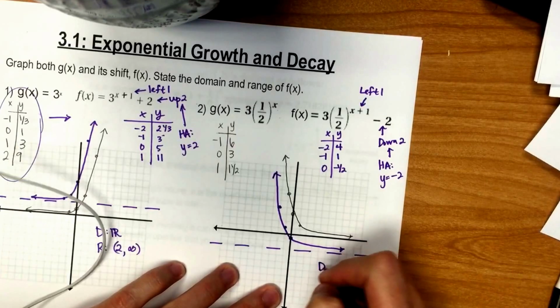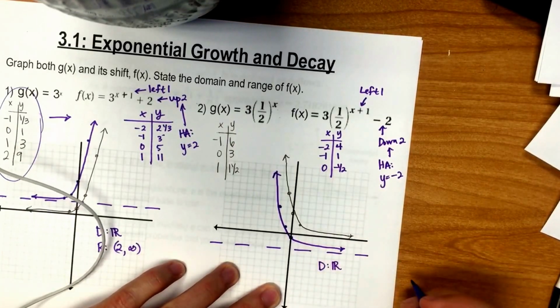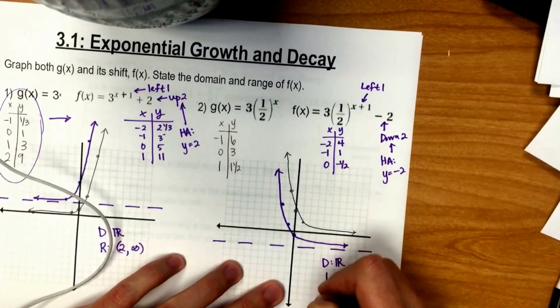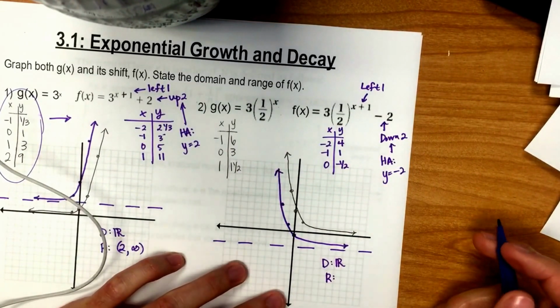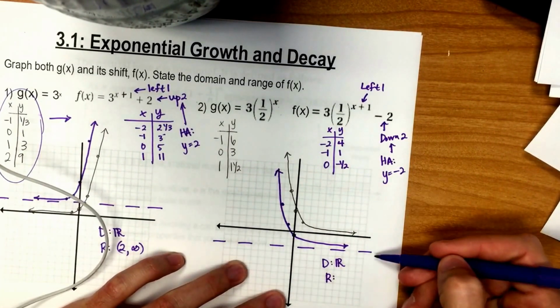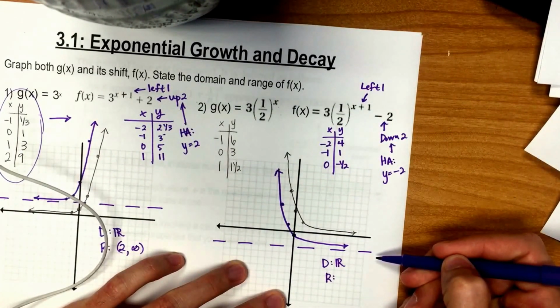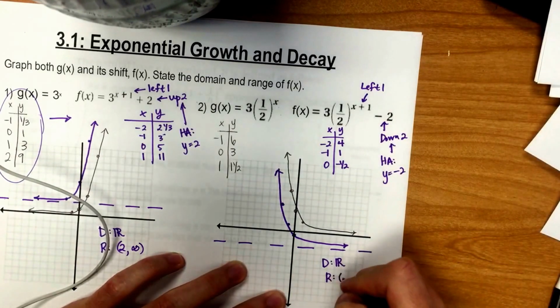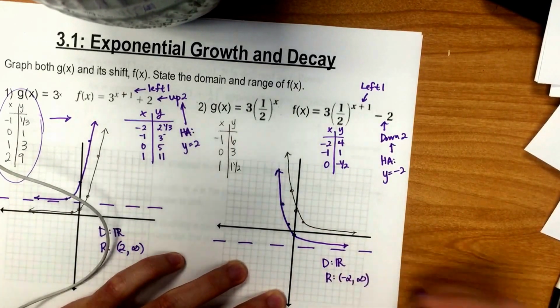Domain and range. Domain for any exponential, all real numbers. Range is always based off your horizontal asymptote. Horizontal asymptote at -2, and we go up from there. So from -2 to positive infinity.